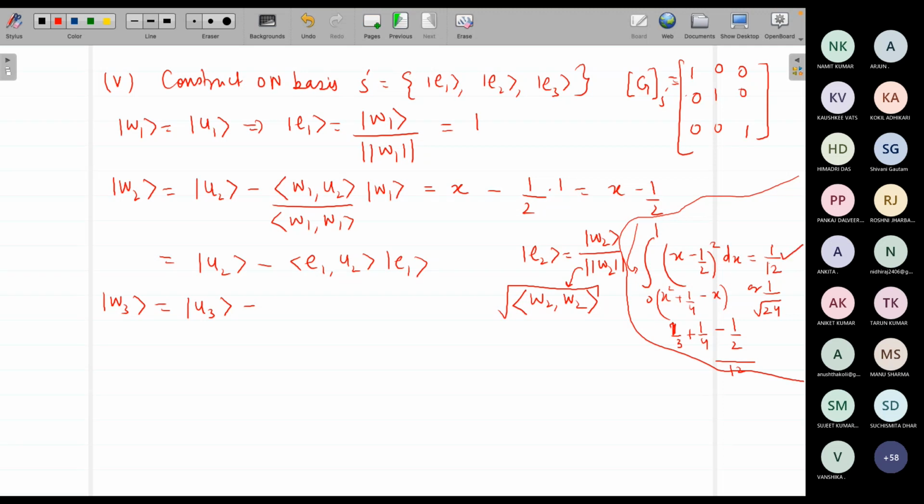And what will be the norm then? Root of 1 by 12, so 1 over root 12. And that will make our E2 as, so what will be our E2 then?